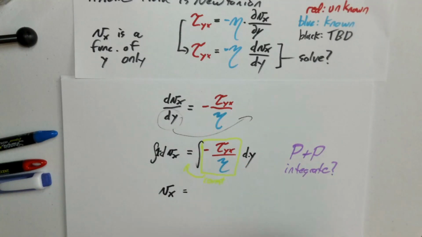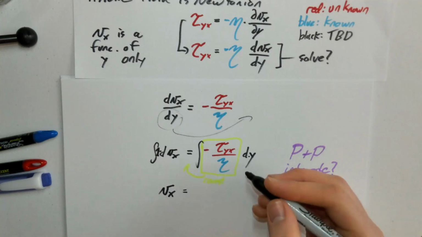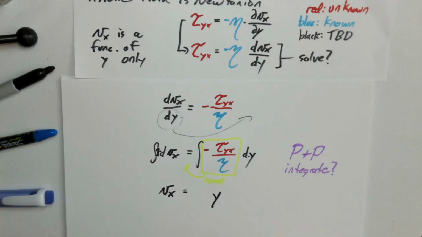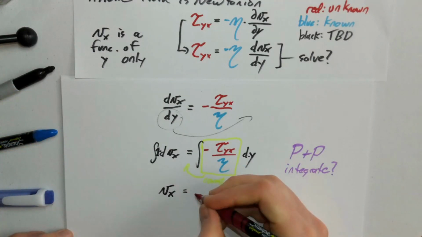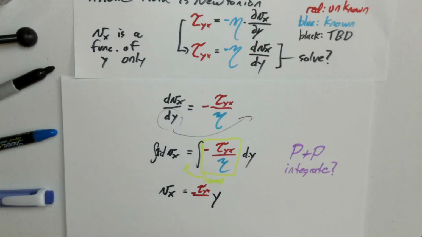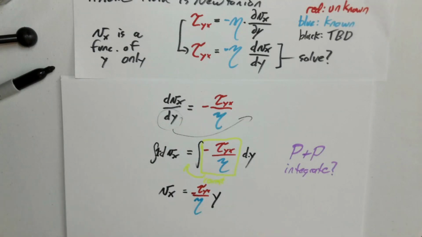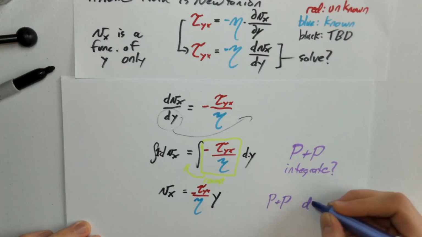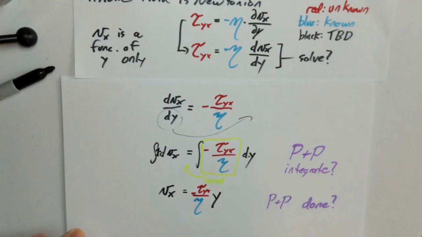So if we integrate dy, then we get y as our integrand. And of course we need to keep track of these constants that we had as well. Hey, wait a second. Are we all done? Pause and ponder. Are we done with our integration?